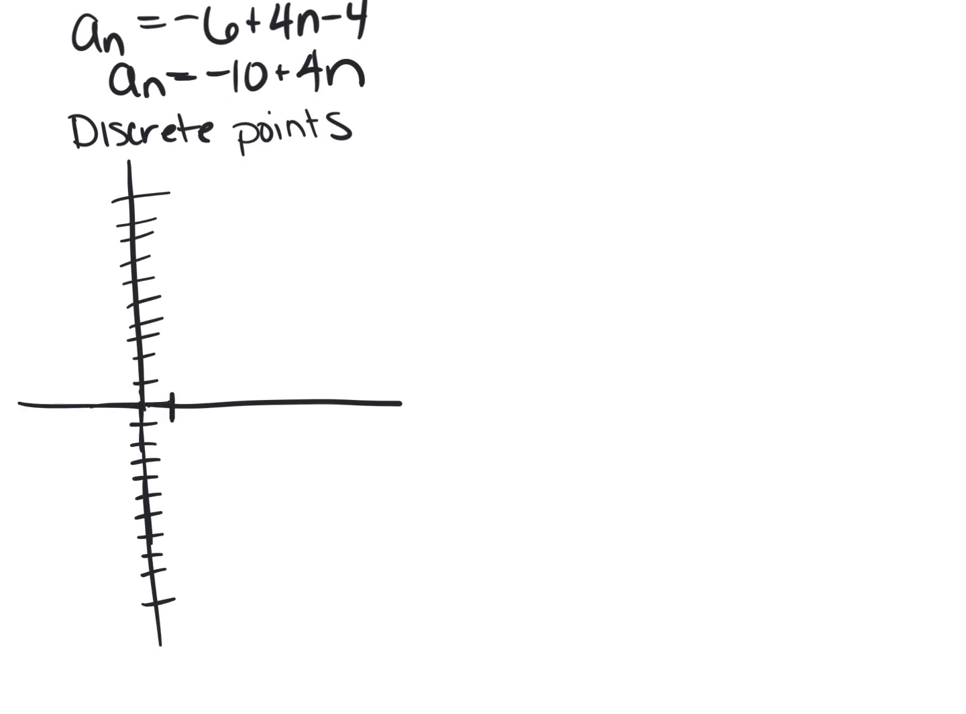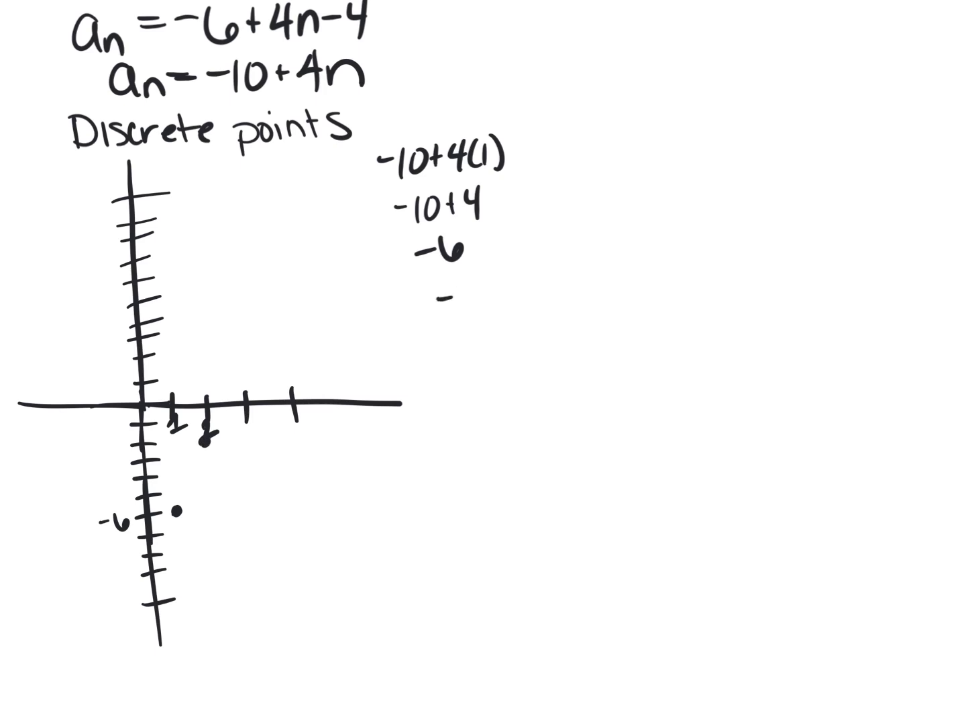Okay, and I have 1, 2, 3, 4. Negative 10 ends up being my 0th term. When I plug in 1, my first term, negative 10 plus 4 times 1, negative 10 plus 4 is negative 6. So my first term, 1, 2, 3, 4, 5, 6, is negative 6. And then we're going to add 4 every time. So term 2, negative 6 plus 4 is negative 2.